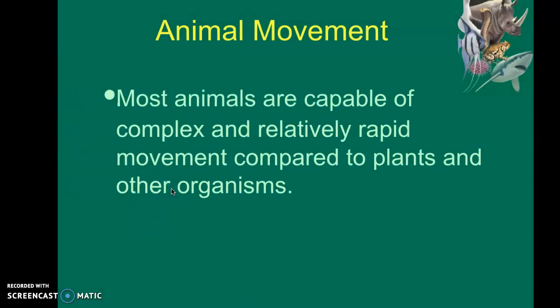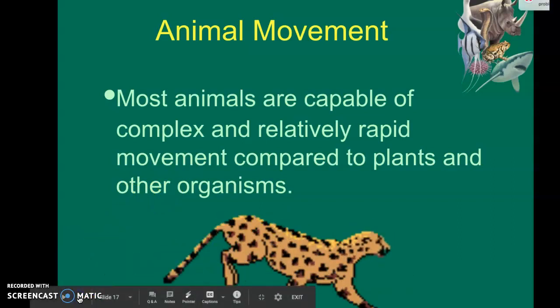Animals also have the ability to move. Not all, but even if the animal is not mobile, some point in its life cycle it moves. So most animals are capable of complex and relatively rapid movement compared to plants and other organisms. So for example, a sponge doesn't move, but a sponge, when it reproduces, produces a larva that actually swims, so that all of the offspring are not living in the same area that the parent is and not competing with them.